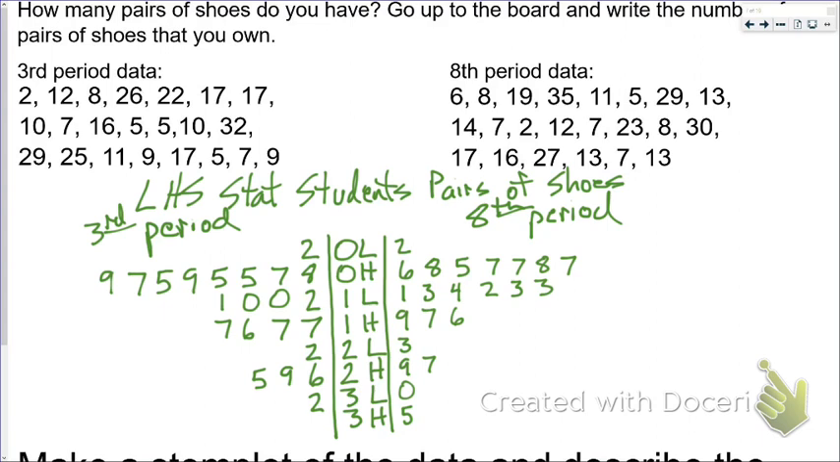If you count out where the median is, I believe both of these data sets have 22 observations, and the median in eighth period is 13 pairs of shoes, and the median for third period was 10.5. So I'm going to reference that whenever I compare CUS. So I want to compare the centers, anything unusual, the shape, and the spread. Talk about whether it's a difference or a similarity, and use context.